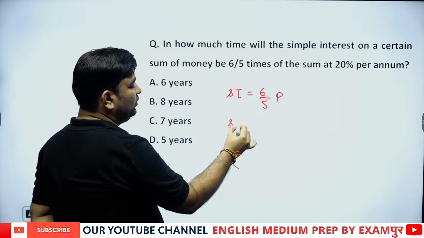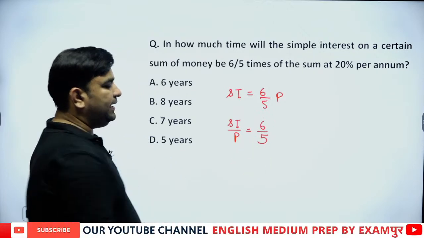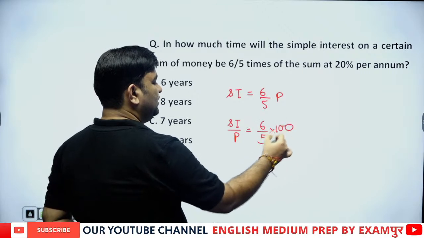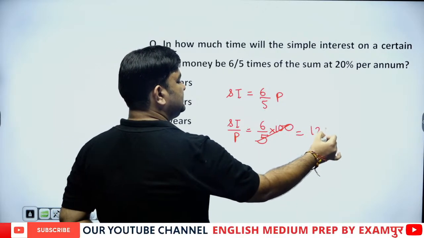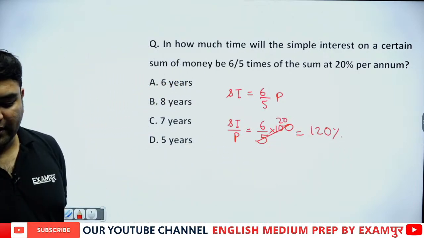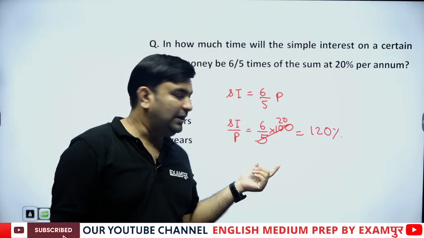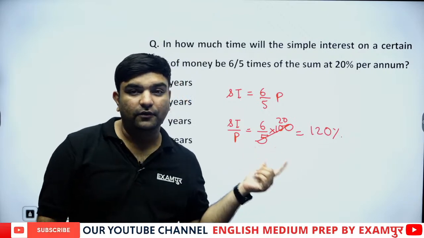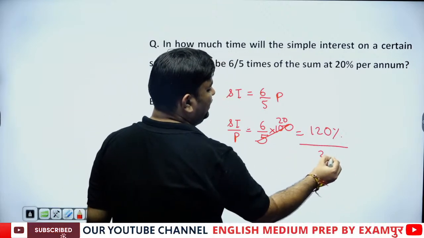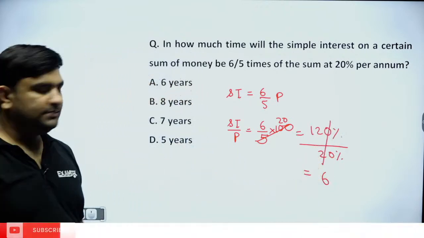We calculate SI over principal, how much percentage is it? We just multiply it by 100. So you will say it is 120%. You are getting 120% interest, with a rate of 20. This will take 6 years.